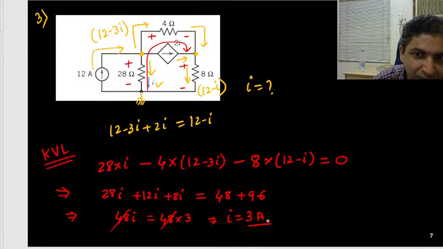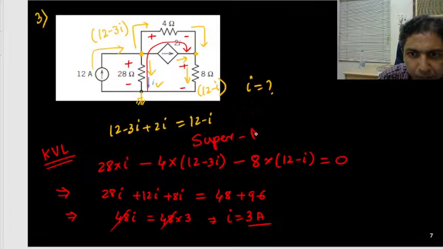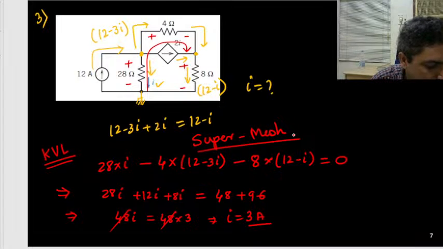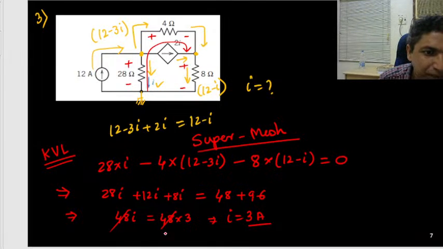That kind of concept is called super mesh. So basically we are considering the super mesh concept here. One bigger mesh containing only resistances or voltage sources will be good for us. We will write the KVL equation and solve for it. Okay, I think it is clear to you.